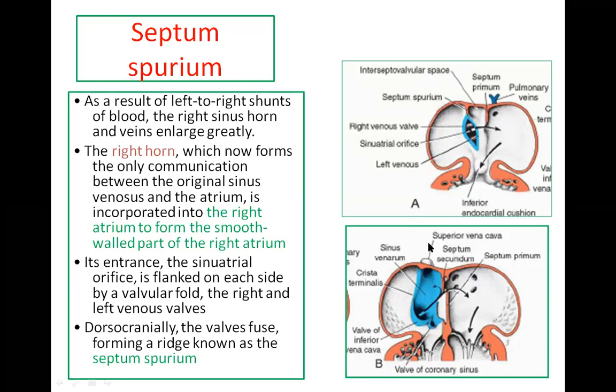The right horn, which now forms the only communication between the original sinus venosus and the atrium, is incorporated into the right atrium to form the smooth walled part of the right atrium. ठीक है, ये right atrium है, ये left atrium है, right sinus horn बड़ा हो गया, उसका smooth part is incorporated into the right atrium. It will form the smooth part of the right atrium. Its entrance, the sinoatrial orifice, is flanked on each side by a valvular fold, the right and the left venous valves. Dorsocranially, these valves will fuse and they will form septum spurium.